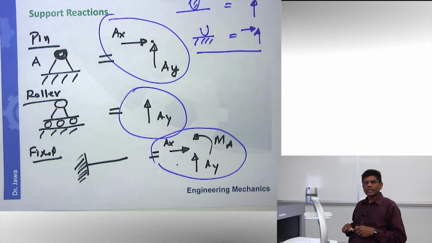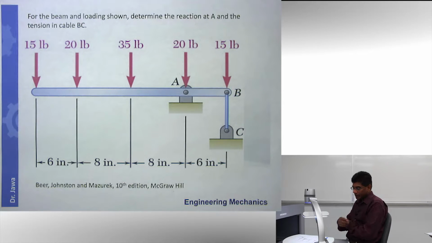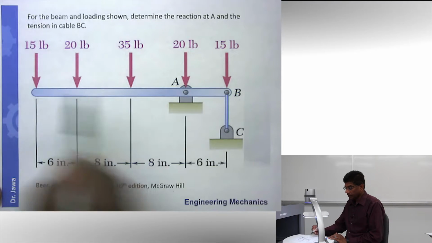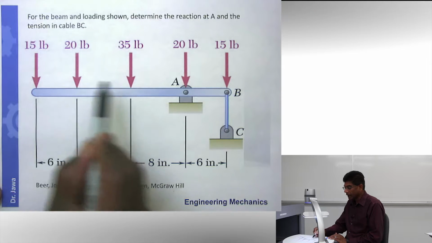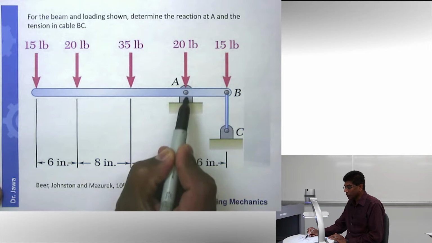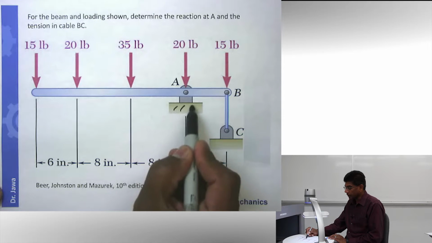Now take a look at an example that involves these supports, and we will solve for support reactions. All right. Here is the problem. This problem is taken from the popular Beer and Johnston text, 10th edition. Simple problem. Let's take a closer look at the problem. We have a beam. We have a few applied external loads. And the beam is supported here by a pin joint. You can recognize the pin here. And this is your ground.